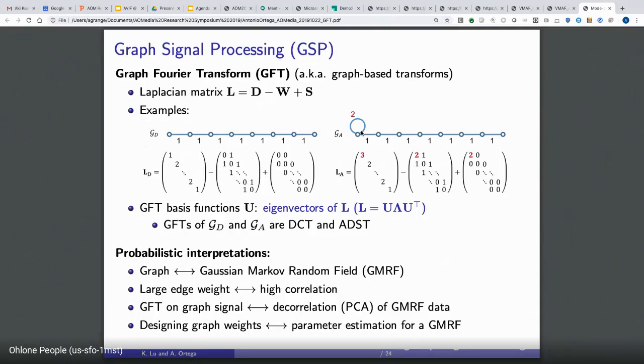Now, these graphs can also be interpreted from a probabilistic perspective, and that will link them to the KLT a bit later. And so you can think of a graph as a model that is a Gaussian Markov random field. When you have a large edge weight between two nodes, that means that the corresponding pixels have high correlation. The GFT on the graph signal corresponds to decorrelating the signal based on this probabilistic model captured by the graph. And designing the graph weights corresponds to finding the parameters of this probabilistic model. Okay, so keep this in mind.